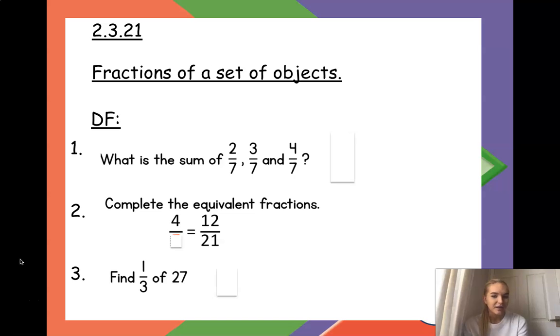Okay, how did you do? What is the sum of 2/7, 3/7 and 4/7? We are adding them all together, so that gives us 9/7.